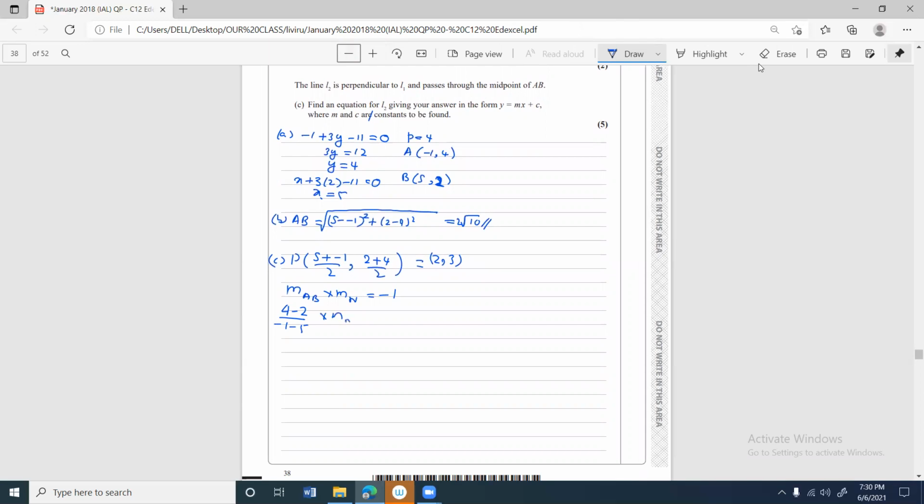Times gradient of normal is equal to minus 1. 4 minus 2 is 2, 2 divided by minus 6, times gradient of normal is minus 1. So gradient of normal becomes 3.